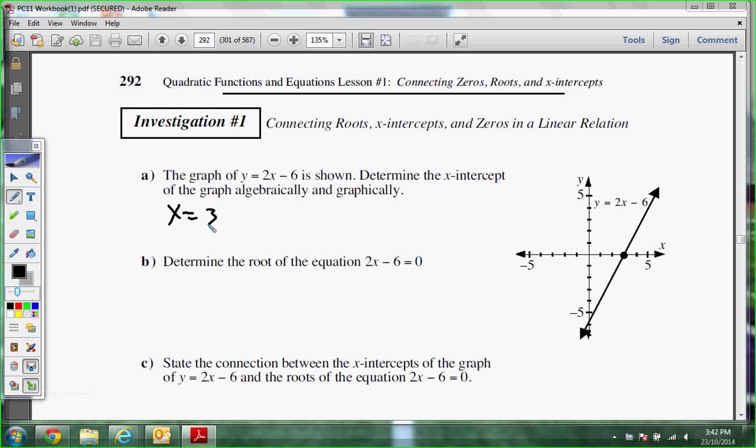Then it wants us to determine it algebraically. Well, algebraically, when you want to find the x-intercept, what do you make 0? Y. Good. So I'm going to make y 0 and solve for x. 6 equals 2x. Divide by 2. So again, you see we get that same 3. So we just proved that you were right from your picture. The picture says it's 3, and when we solved, we got 3.